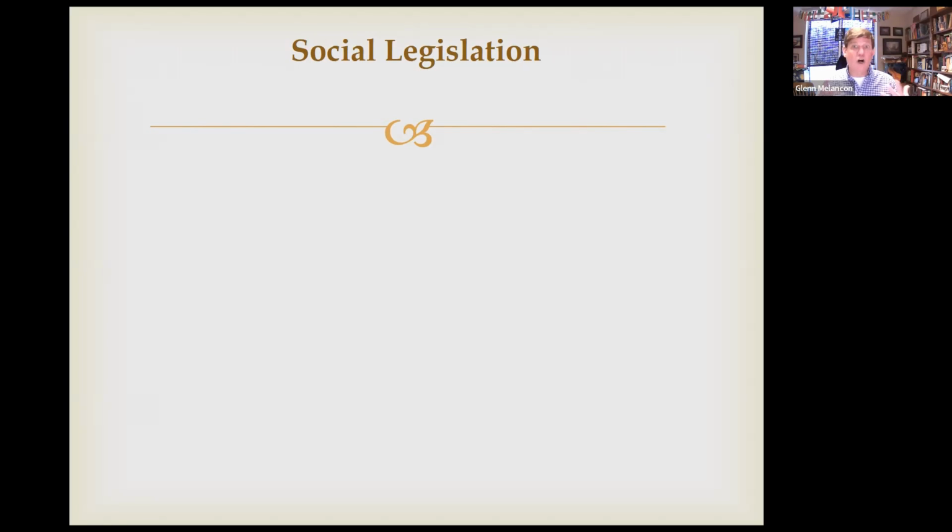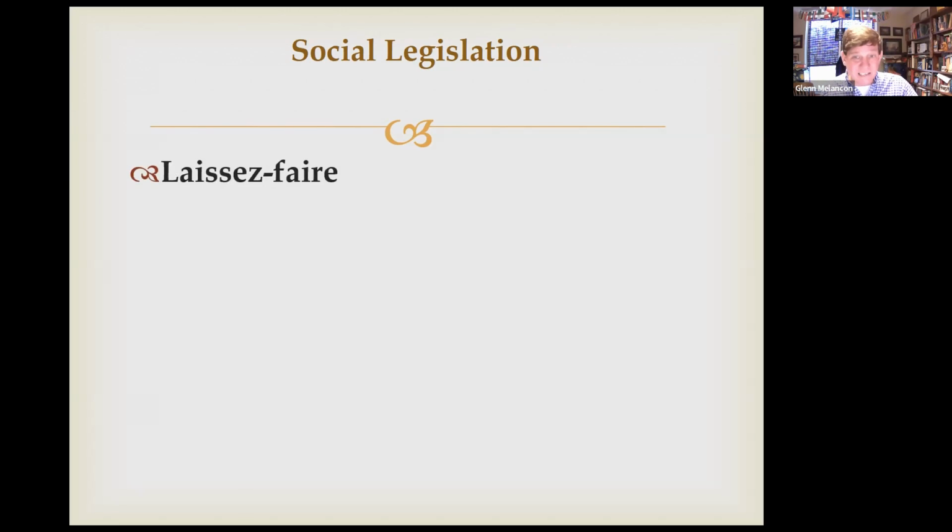Popular sovereignty also had an impact on social legislation. 19th century liberals wanted to use government action as a positive force, not just take away obstacles to individual advancement, but use the government to stop abusive political and economic decisions.